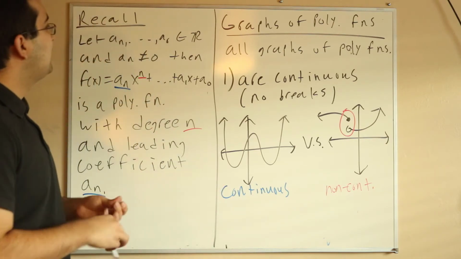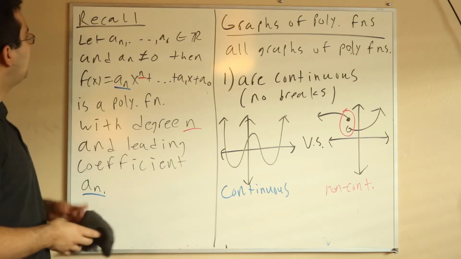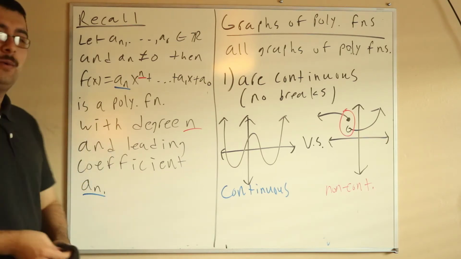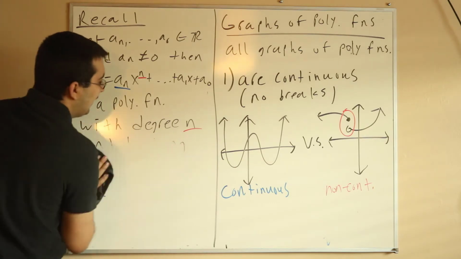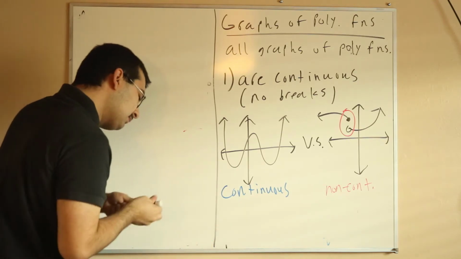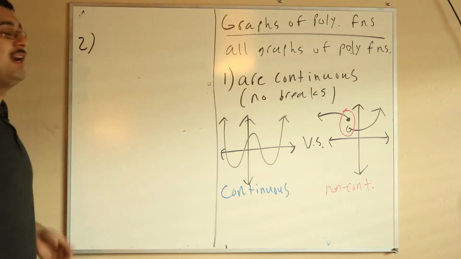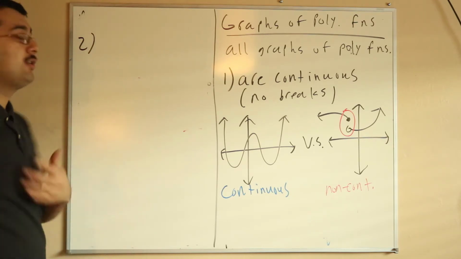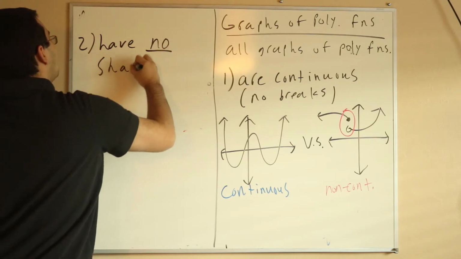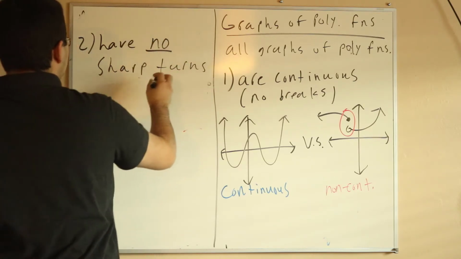Then the second generalizing statement you get to make about graphs of polynomial functions is this. So, I'm going to erase our recall. So if you don't have this in your notes from last video, get it written down now. Okay, so the next statement we get to make is, so all graphs of polynomial functions have no sharp turns. What do I mean by this? Well, let's take a look at these two examples.